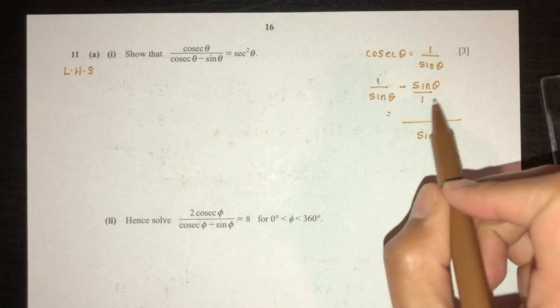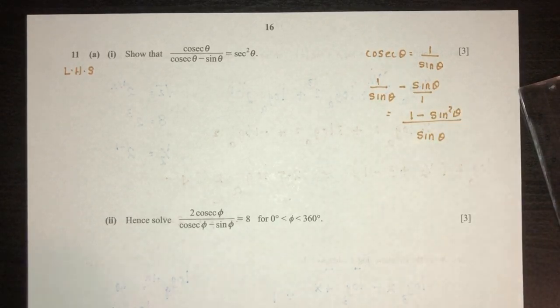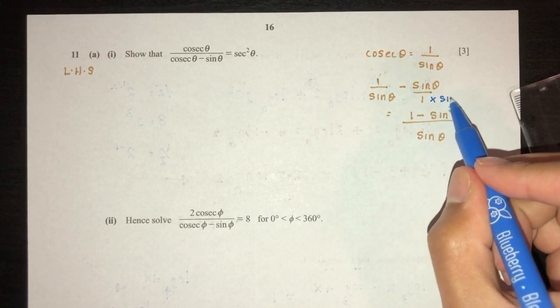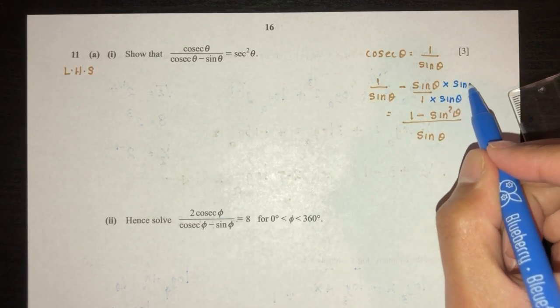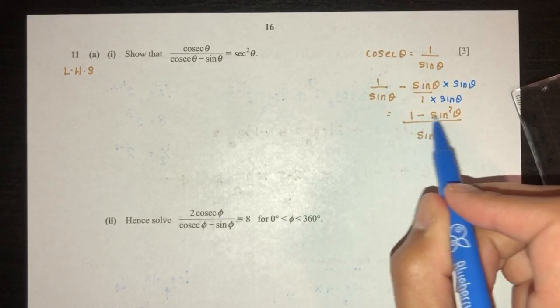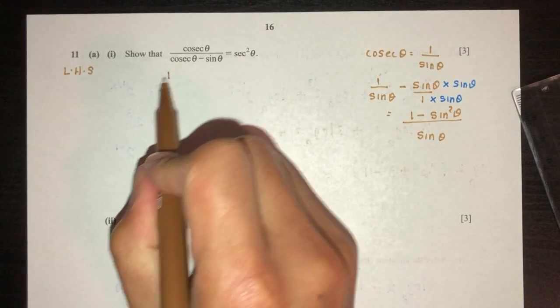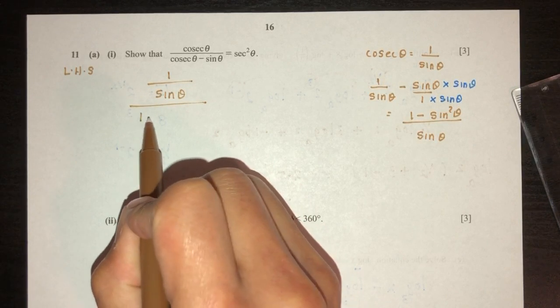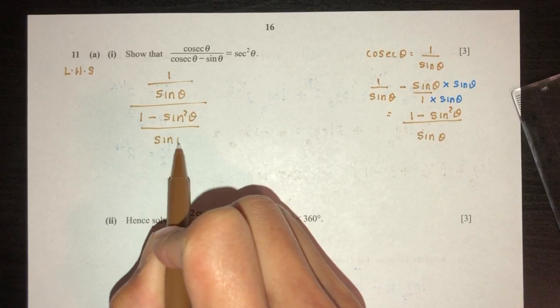We can make it become the same base, and that will become 1 minus sine squared theta at the top. Because if you want to change 1 to sine, you have to multiply by sine theta. But when you multiply the base, you also have to multiply the top. That's why you have 1 here the same, minus sine squared theta over sine theta. Now replace back in the main equation. On top you have 1 over sine theta divided by 1 minus sine squared theta over sine theta.